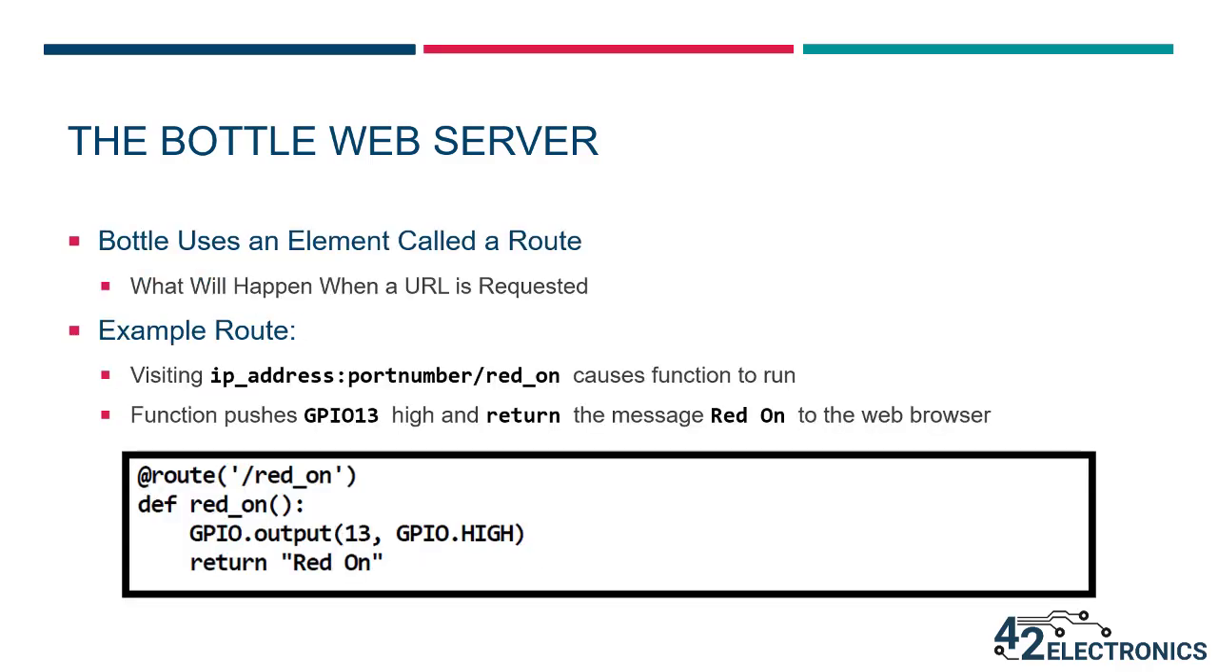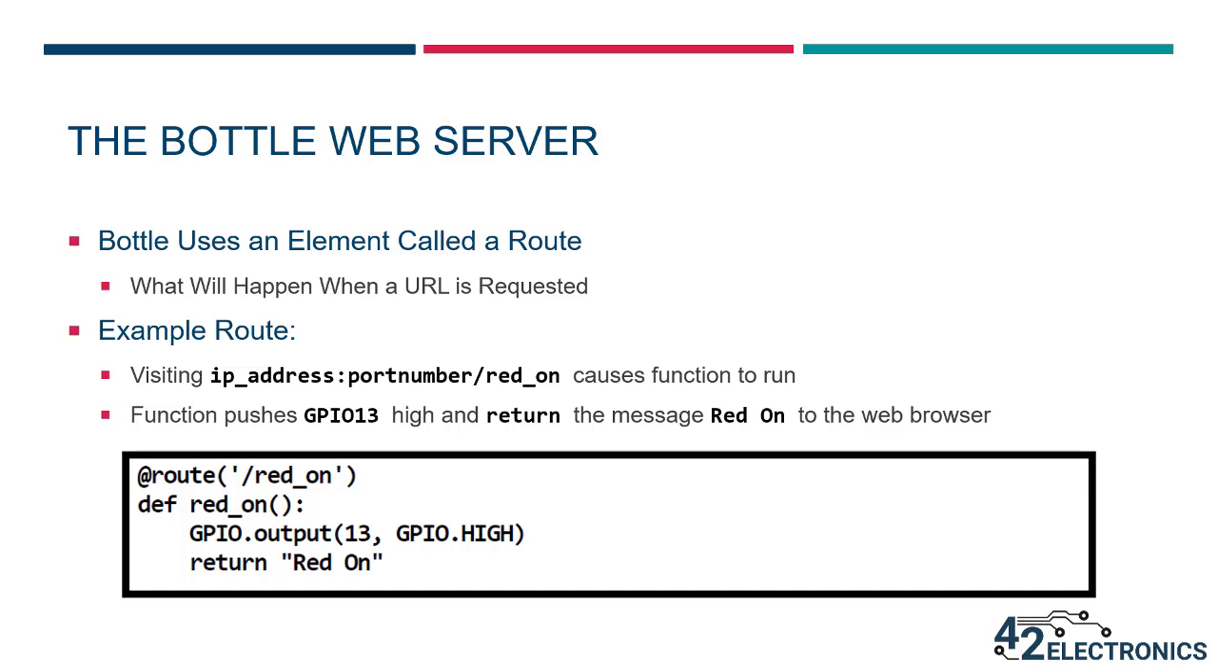Bottle uses an element called a route to determine what will happen when a URL is requested. And so here's an example of a route. The path following @route determines what URL will trigger this block of code. So in this case, it's what you see here, the IP address, port number, /readon, that will cause this function to run. And the function will push GPIO 13 high and return the message "read on" to the web browser window.